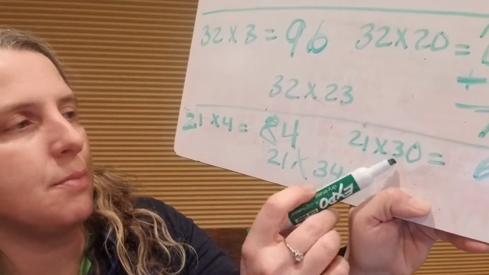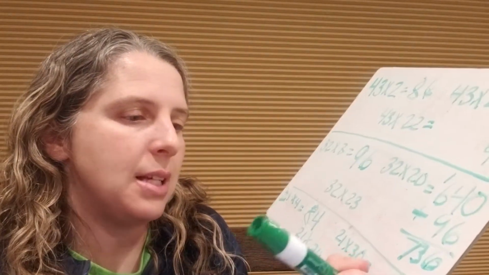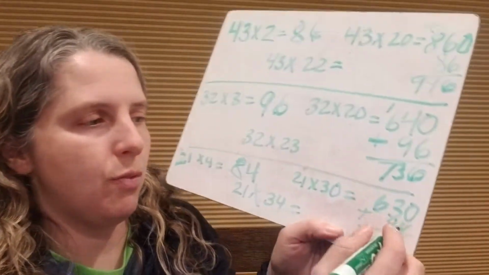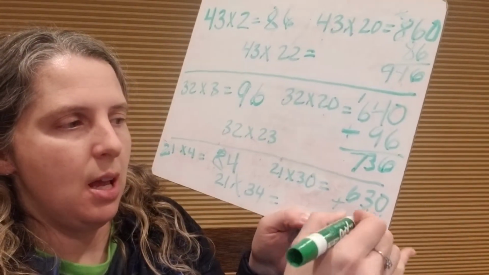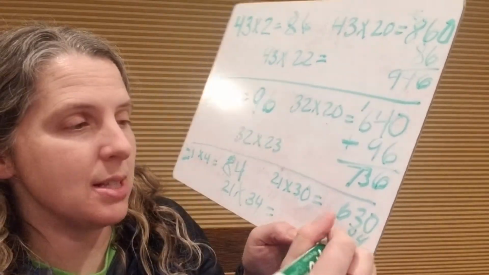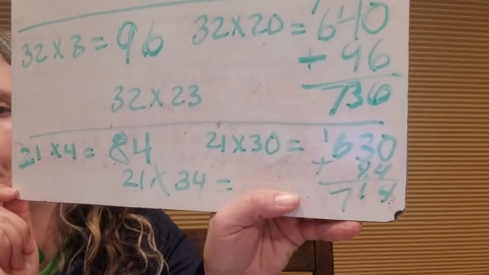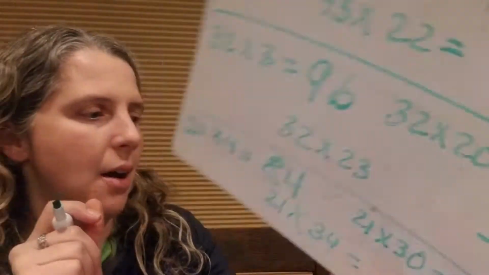Now, 21 times 34. What do I have to do? Add. So 630 plus 84. 4 plus 0 is 4. 8 plus 3. I know it needs 2 to get to 10, so 1 more is 11. 6 plus 1 is 7. It's 714. All right, let's look at the adding and subtracting.